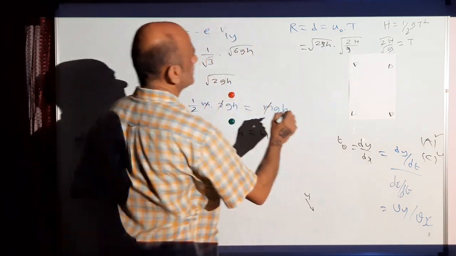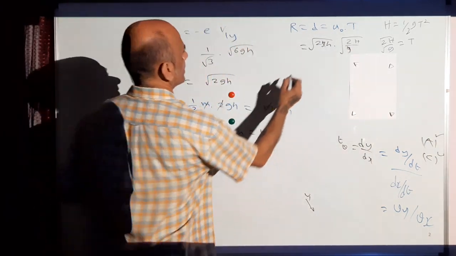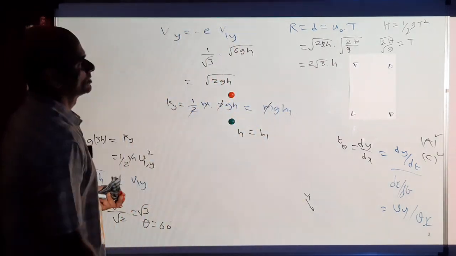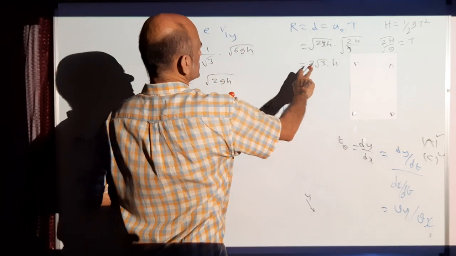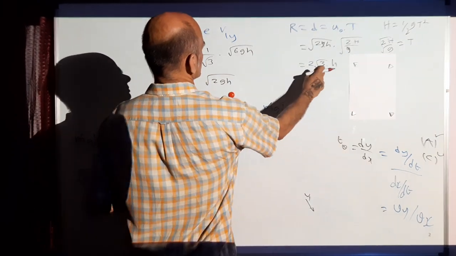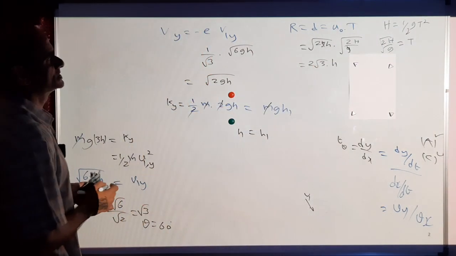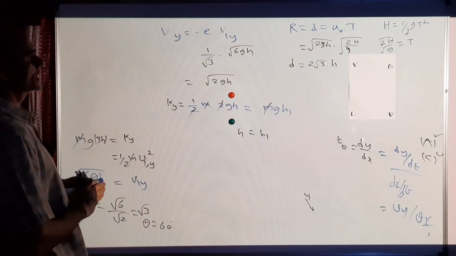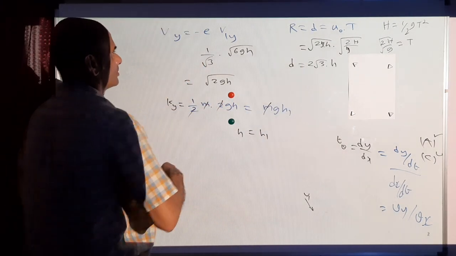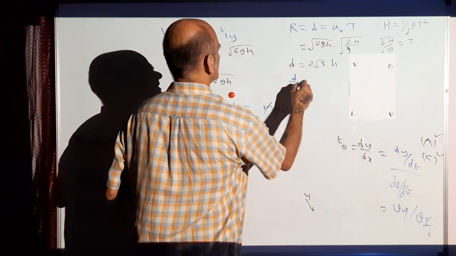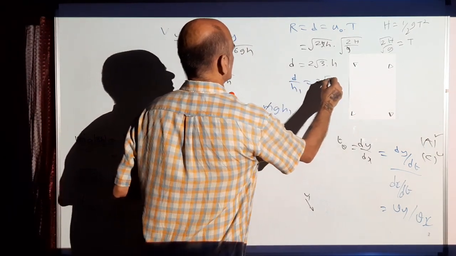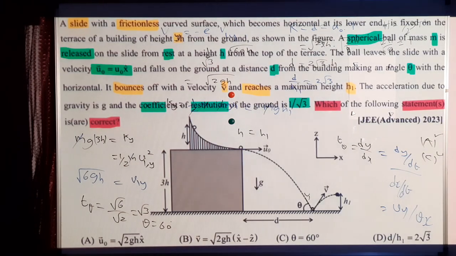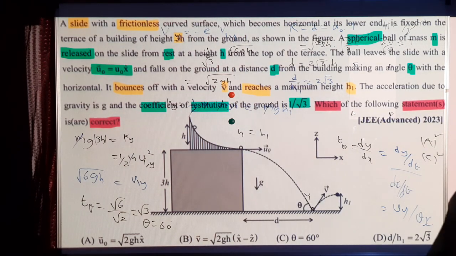g and g will cancel. So 2 root 3 into h. Root 2 into root 2 is 2. This h is 3h, so 3 will become root 3 and then h. And this is equal to d, and h is equal to h1. So from this I get d by h1 as 2 root 3. So option D is also correct.